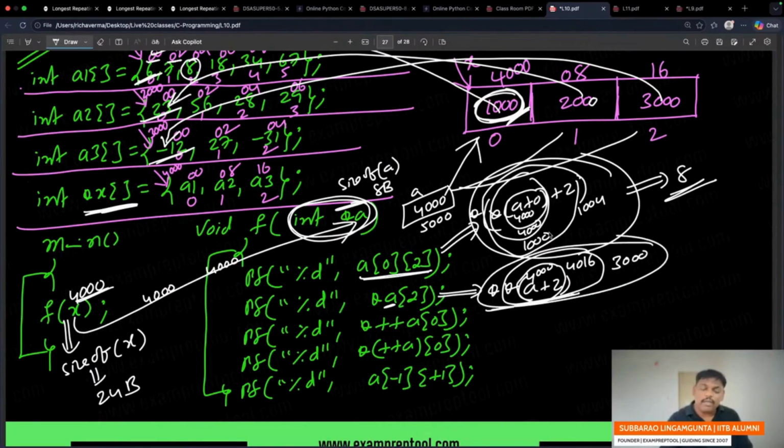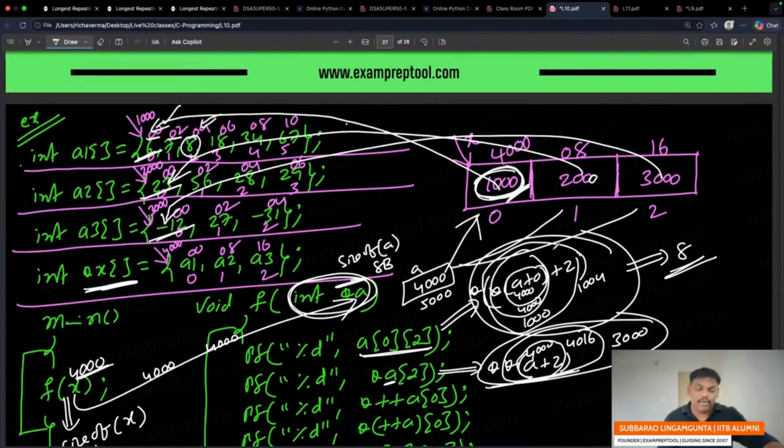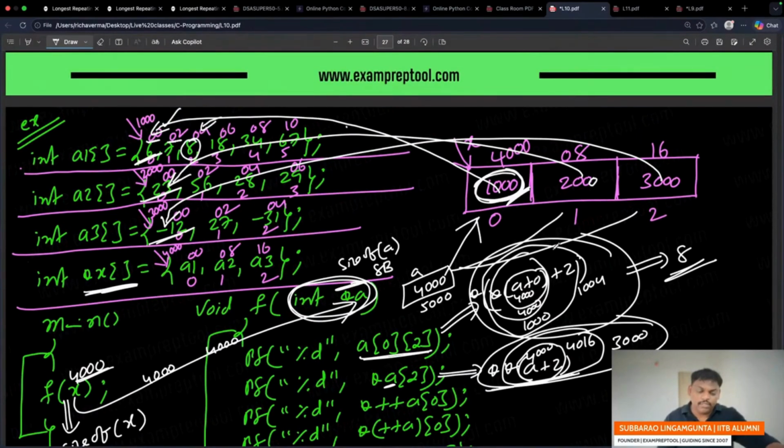Star 3000. The value inside 3000 is minus 12. Minus 12 will be printed because of 2 stars. Right? First, because of 1 star, I will go here. 1 more star, I will go here. So finally, I got minus 12.